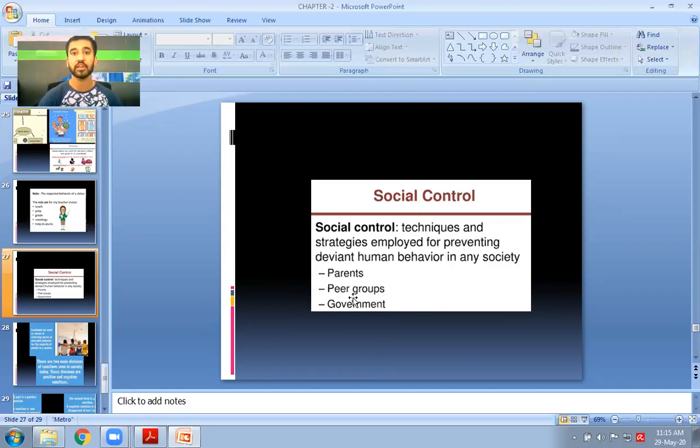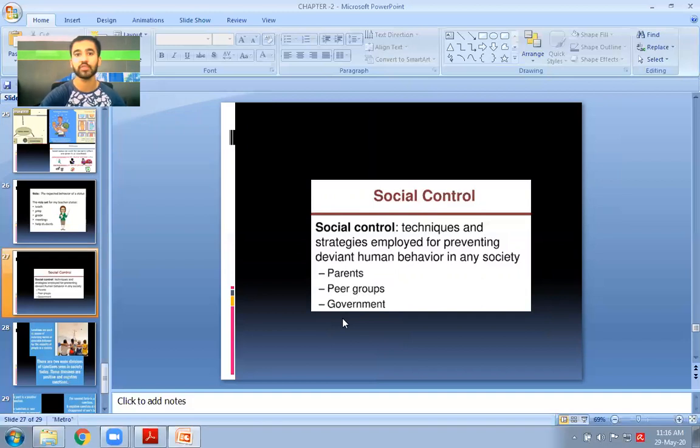Agencies are the organizations. An agency can be a particular person, or it can be a group. So when a particular person or a group tries to prevent deviant human behavior, that is when social control comes out of it, right? Government restricts the unlawful or harmful activities of human beings.